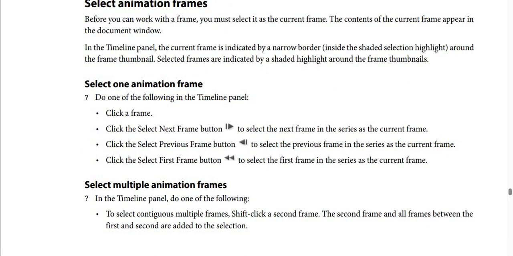How to select one animation frame? To select one animation frame, you should do one of the following. Click a frame firstly. After that, click the select next frame button to select the next frame in the series as the current frame. After that, click the select previous frame button to select the previous frame in the series as the current frame. After that, click the select first frame button to select the first frame in the series as the current frame.